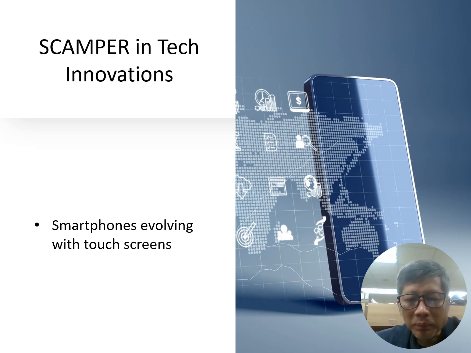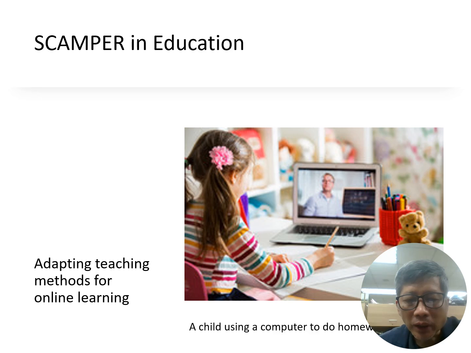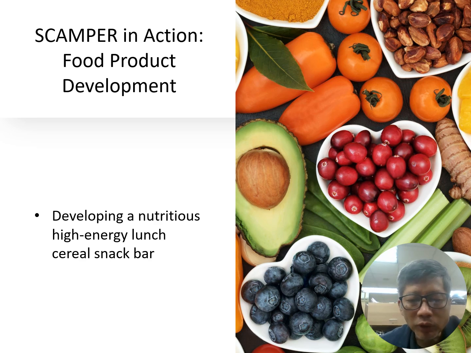In tech innovations, we could see smartphones evolving with touch screens, and this has now made its way in the modern smartphones. In the education sector, we find that there is an adaptation of teaching methods for online learning. Particularly during the pandemic, we were able to adapt and utilize all teaching methods through the online mode of instruction. SCAMPER in action. We'll find this in the food product development, where a nutritious, high energy lunch cereal snack bar is created, combining all the nutrients, all these fruits and veggies on a snack bar.